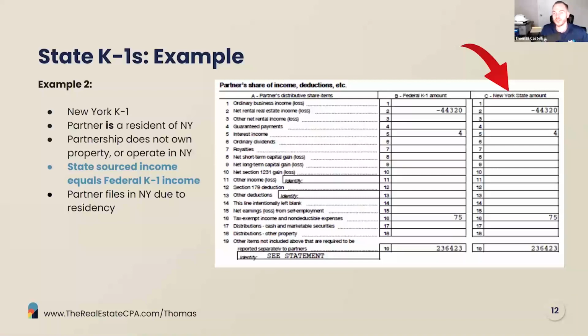So if you're a state resident, usually the state you're a resident of, whether it's New York, California, Denver, Colorado, whatever the case is, you usually have to file the K1 in that state, because that's your state of residency. But that's something to keep in mind there.